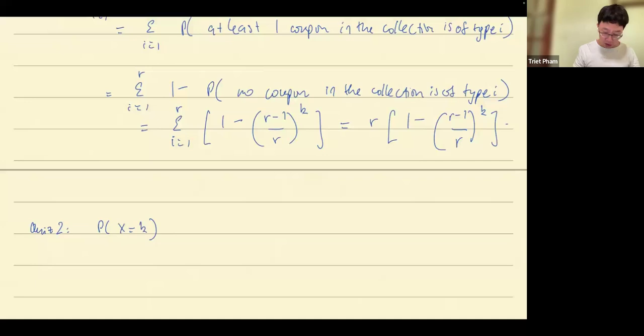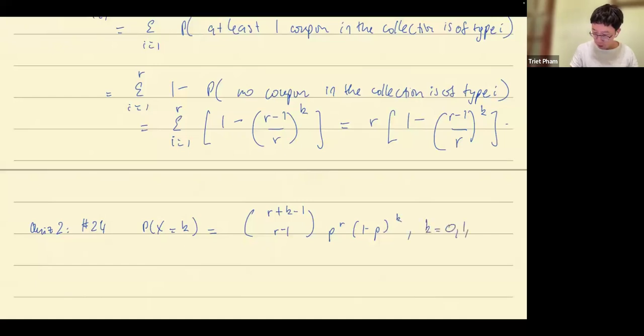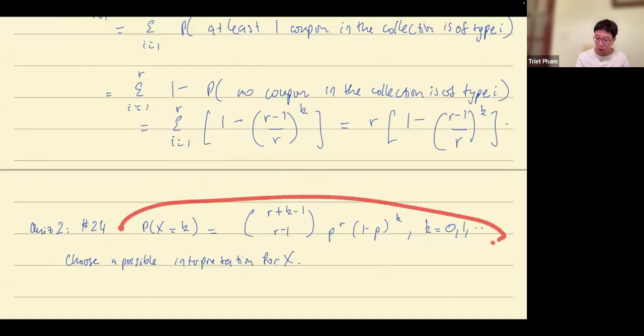So, quiz 2, this is question number 24 in the textbook, which says that a random variable has probability X equals k is (r plus k minus 1 choose r minus 1) p to the r, (1 minus p) to the k, where k can take values 0, 1, etc. So there's no upper limit to k. Choose a possible interpretation for X. In other words, what would X be a model of? And this is just basically reading this formula and trying to understand what it's trying to tell you.